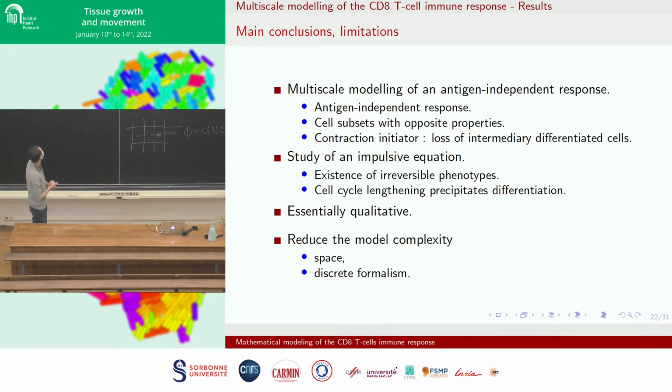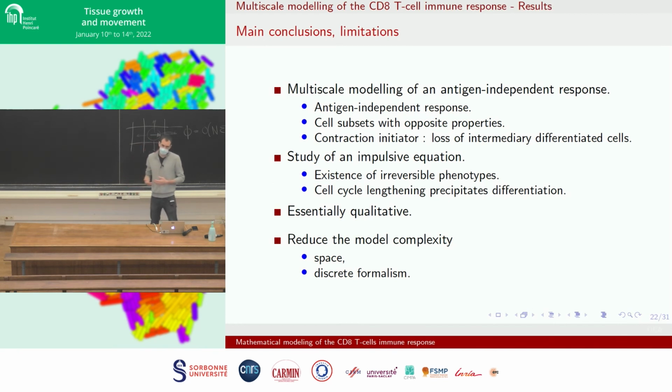With this model, we propose an explanation for what I call the Autopilot immune response, where we have 2 subpopulations of cells with opposite phenotypes, and a contraction of the population, so a decrease in the number of cells, that starts when we have a lack of cells in intermediary state of differentiation.